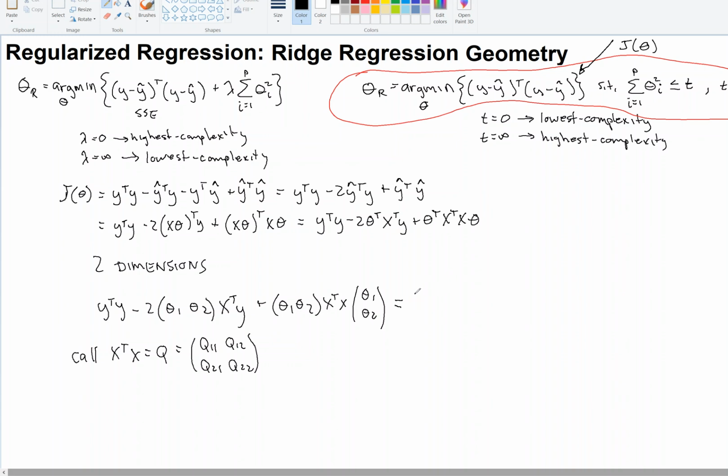it takes a little bit of space, but if I carry through the multiplication, I've got Q11 times theta 1 plus Q21 times theta 2. That's the first element, comma, gotta watch my thetas and my Q's, Q12 theta 1 plus Q22 theta, that should be Q, darn it, Q22 theta 2. Okay, so that's what I get.